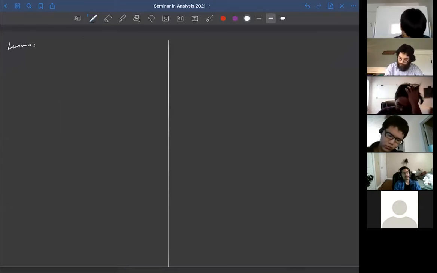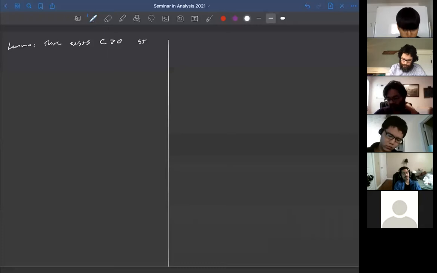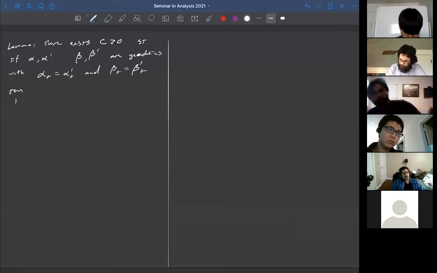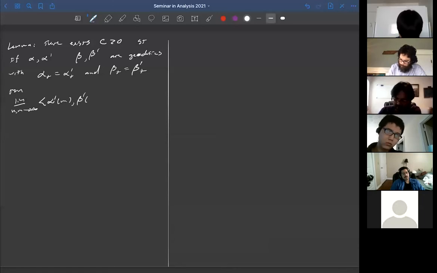That is that there exists C greater than zero, which is only going to depend on the hyperbolicity constant, such that if alpha and alpha prime and beta and beta prime are geodesics with alpha plus the same as alpha prime plus, and beta plus equal to beta prime plus, then we have that the liminf as n and m tend to infinity of (alpha prime m, beta prime n)_o is greater than or equal to the liminf as n and m tend to infinity of (alpha m, beta n)_o minus C.